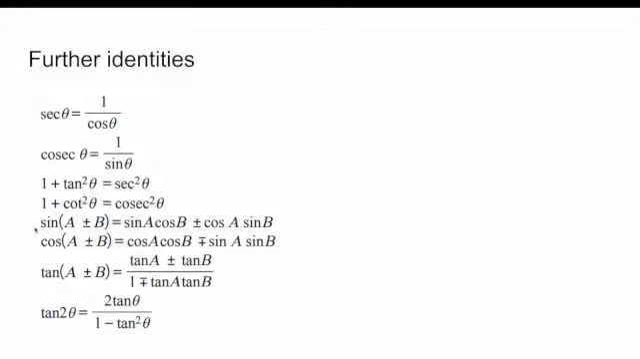Now there's an identity here, sine a plus b is equal to sine a cos b plus cos a sine b. And there's a similar one for cos, which is cos a plus b equals cos a cos b minus sine a sine b. So what this upside down plus minus means is that if there's a plus here between a and b, then it's a minus, and if it's a minus between a and b, then it's a plus.